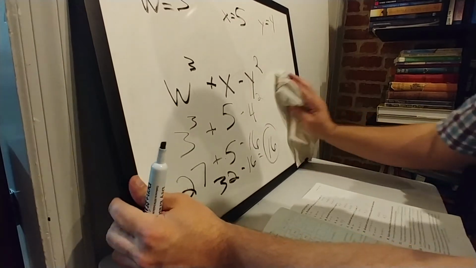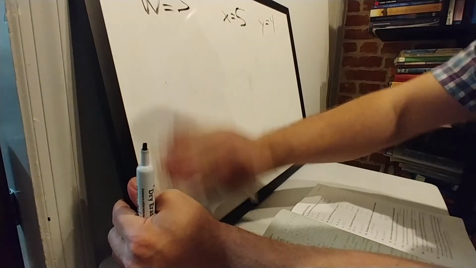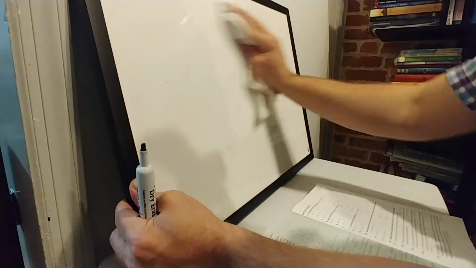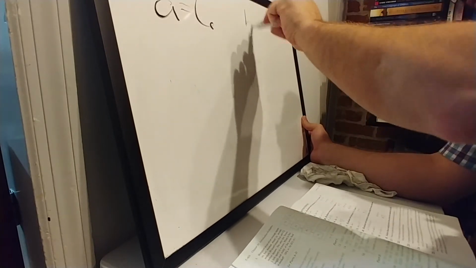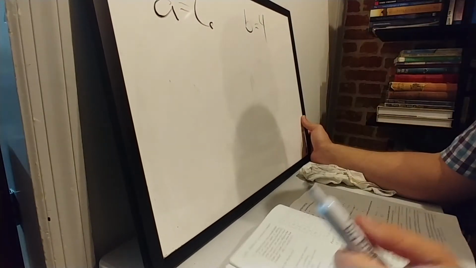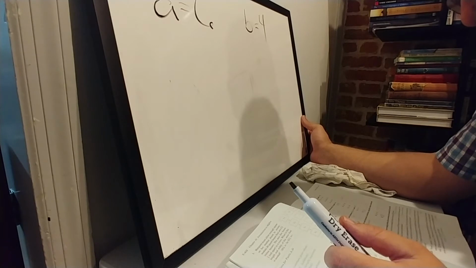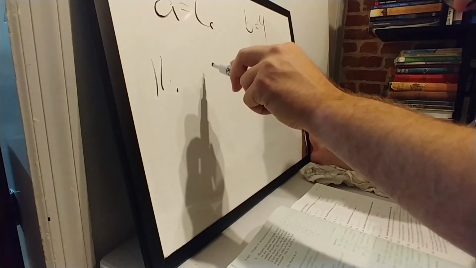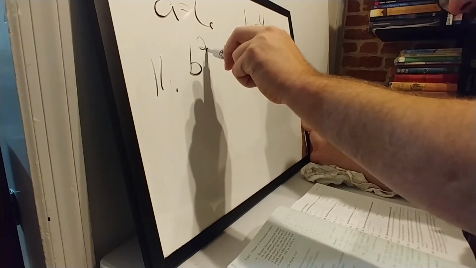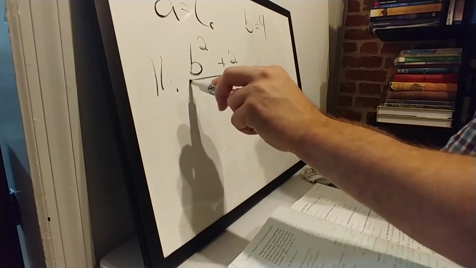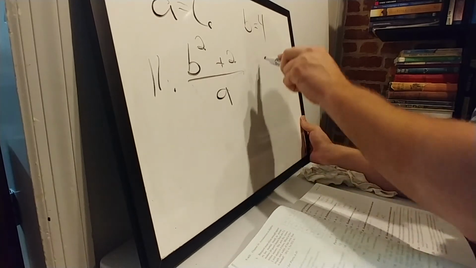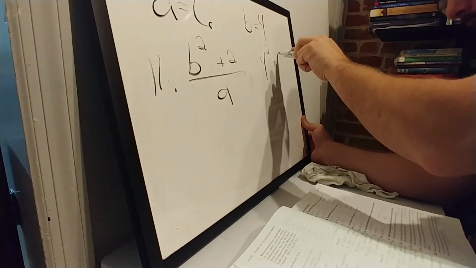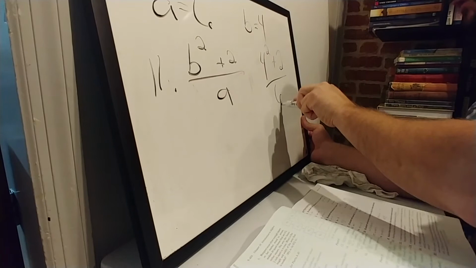Hopefully that makes sense there. Let's do some more. Part B, they do the same thing. They just give you different letters that substitute to different things. Evaluate each expression if A equals 6 and B equals 4. All right, let's do number 11. So we have B squared plus 2 over A. All right, B squared, so it would be 4 squared plus 2 over 6.